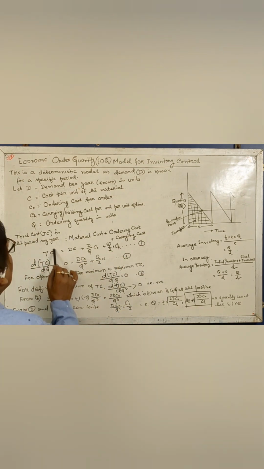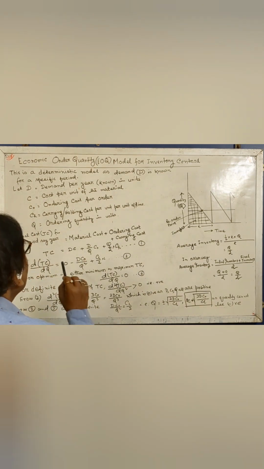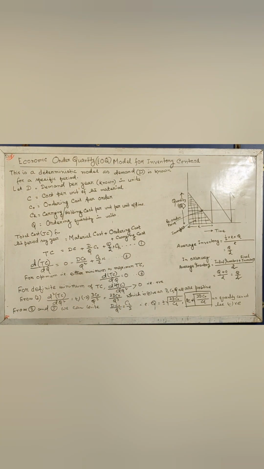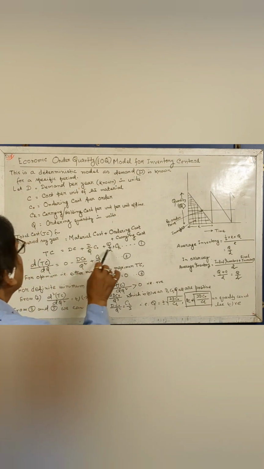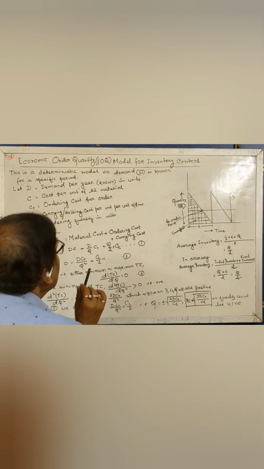We have to minimize this TC, total cost, with respect to Q, because Q is the variable in this case. All others, D, C, CO, CH, are fixed, deterministic. That means we have to minimize this with respect to Q. What would be the value of Q for which the total cost will be minimum? We have to apply the calculus technique of optimization. The basic condition for optimization is dTC/dQ equal to 0. This is the necessary condition for either a minimum or a maximum.